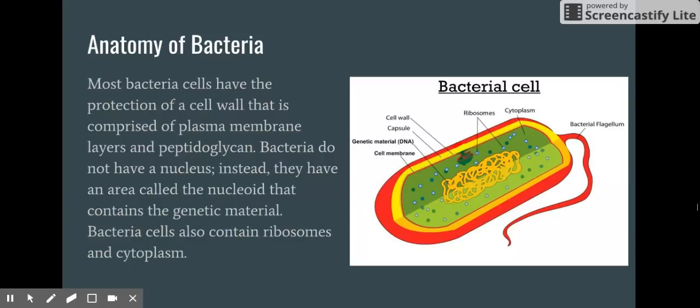Most bacteria cells contain a cell wall that is comprised of plasma membranes and peptidoglycan. Peptidoglycan is a molecule complex of polysaccharides linked by amino acids. Bacterial cells do not have a nucleus. Instead, they contain a nucleoid, an area that is not surrounded by a membrane and contains the genetic material, or DNA. Bacterial cells can also contain ribosomes and cytoplasm. Some bacteria, like the one shown in the diagram, contain a tail-like filament called a flagellum, which is used for movement.